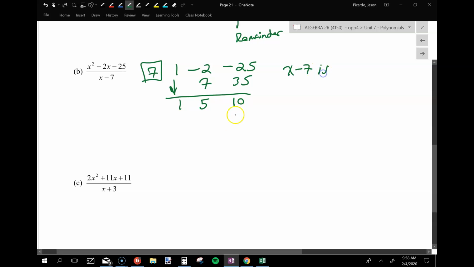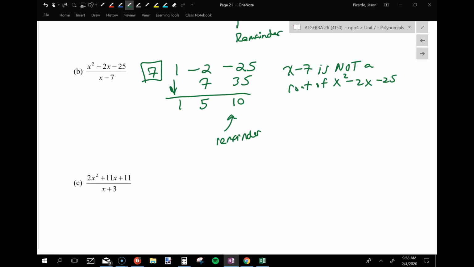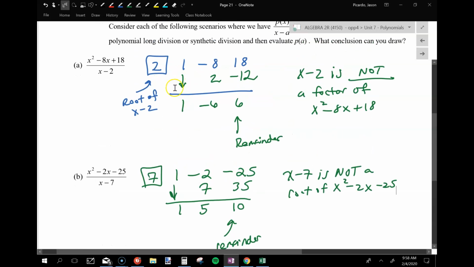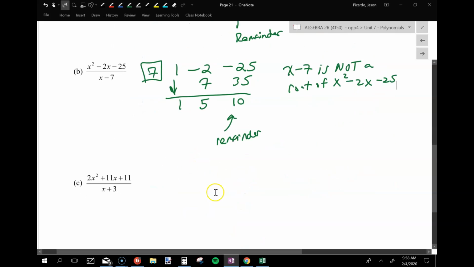X minus 7 is not a root of this. How I got this 7? 1 times 7. Up here, 1 times 2 is negative 6 when I add these together. Negative 6 times 2 is negative 12.